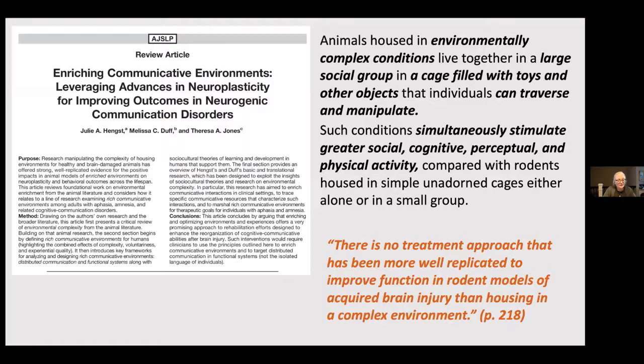In animal models, environmental enrichment might be described this way. Animals housed in environmentally complex conditions, living together in large social groups in a cage filled with toys and other objects that individuals can traverse and manipulate, conditions that simultaneously stimulate greater social, cognitive, perceptual, and physical activity. Summarizing long lines of research on environmental enrichment, Jones offered this observation in our review. There is no treatment approach that has been more well replicated to improve function in rodent models of acquired brain injury than housing in a complex environment.